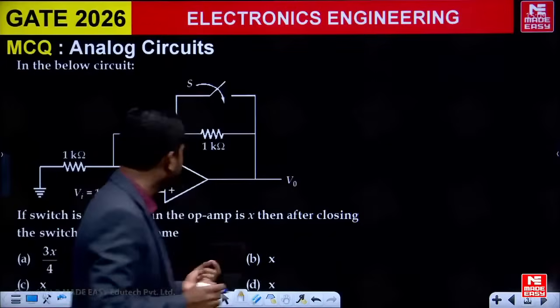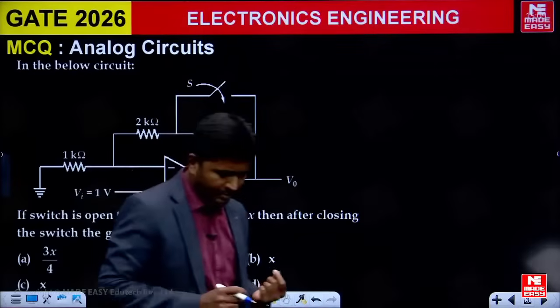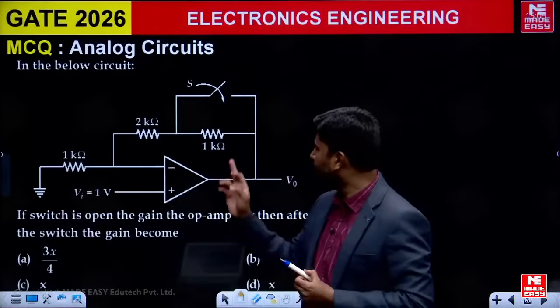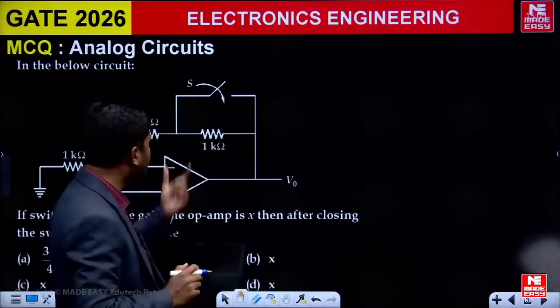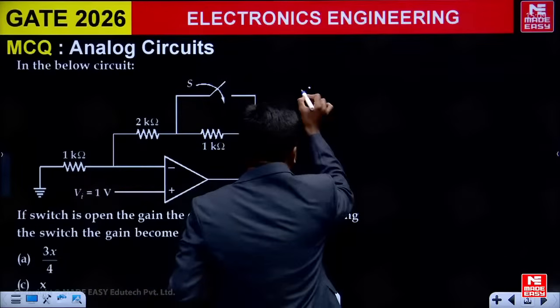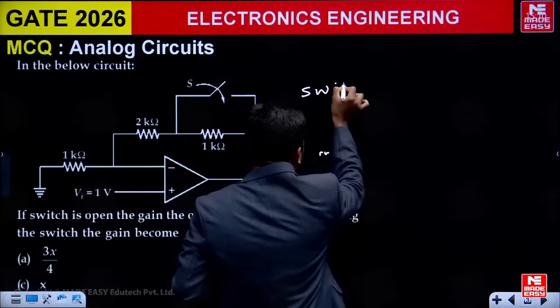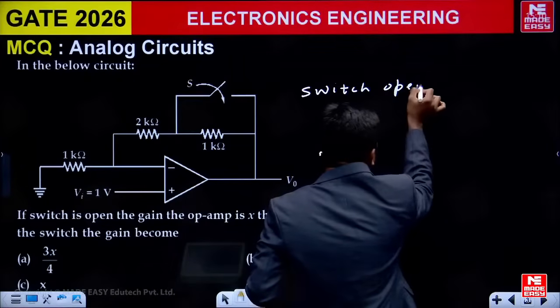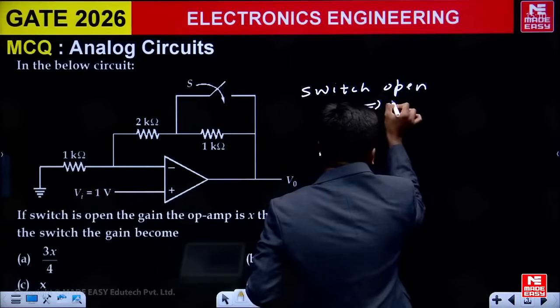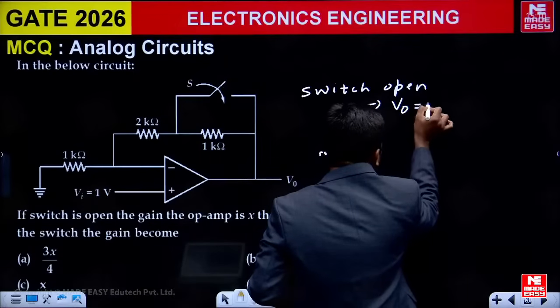This was the first question. It is based on op-amp, and there is a switch shown here. When the switch is open, this op-amp is giving output X volt. Let us calculate this output quickly.